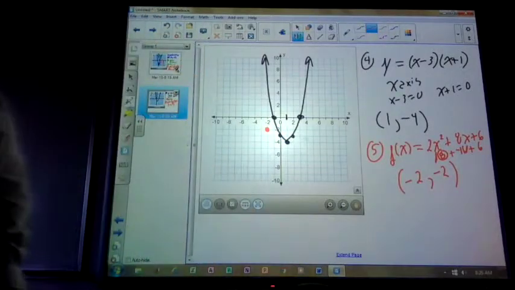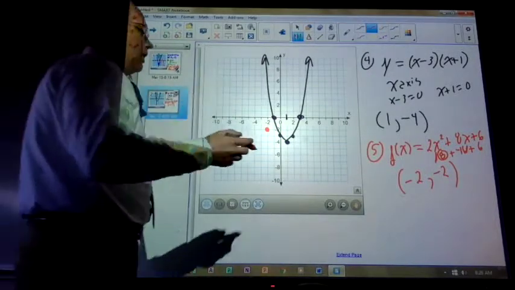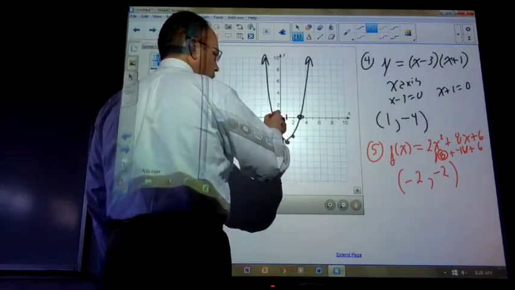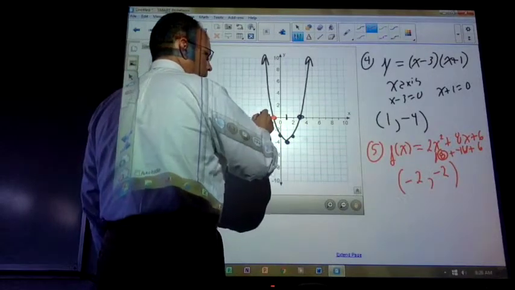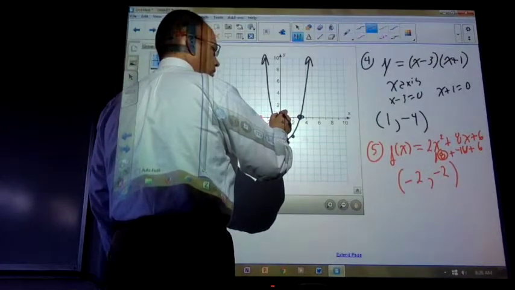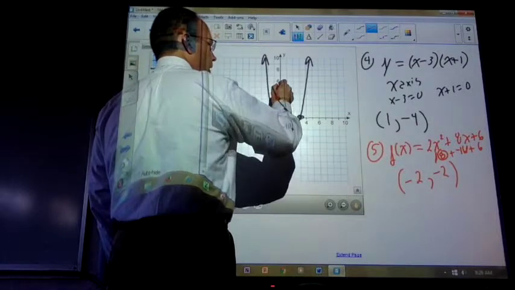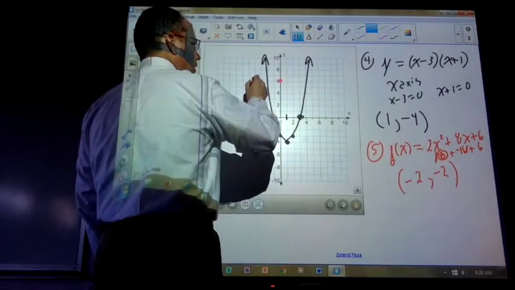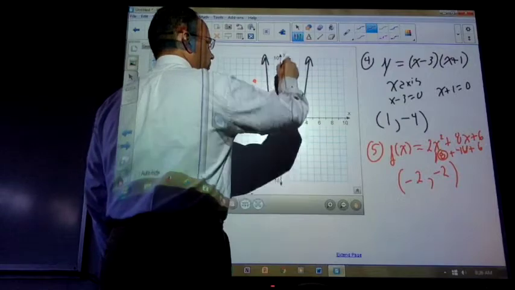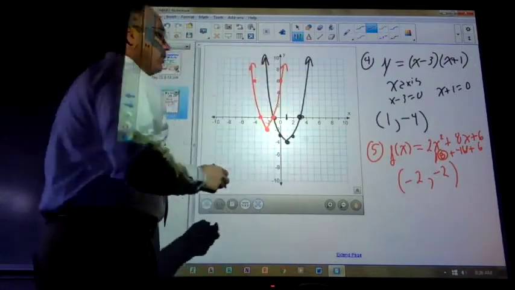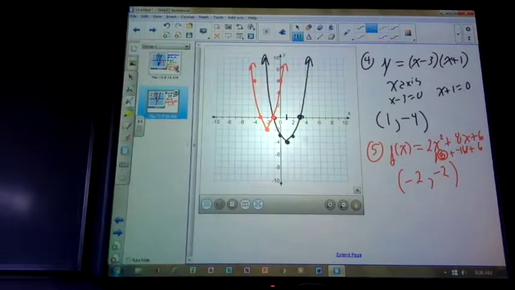It's growing at a rate twice as fast. So it's not 1, 3, 5. It's 2, 6, 10. So I'm going to go right one, up 2. Left one, up 2, right one, up 6, left one, up 6. So my axis of symmetry is x equals negative 2, because that's the x component of the vertex. My vertex is negative 2, negative 2. And where it crosses the y-axis is the point 0, comma 6.